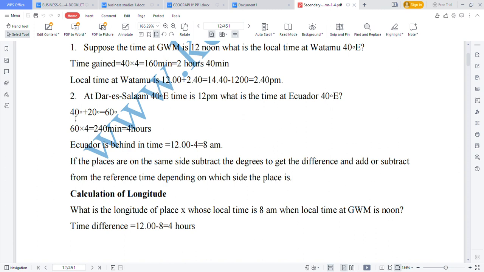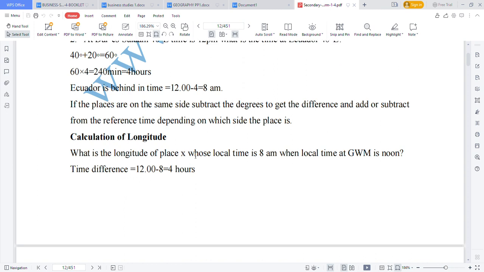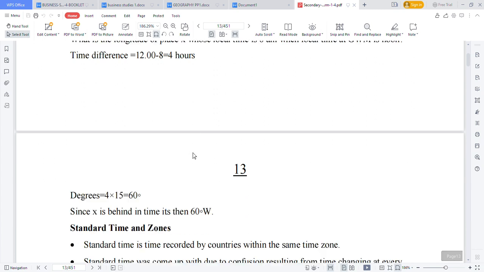So we are simply going to add this. We are going to have 60 degrees. 60 multiplied by 4, we are going to have 240 degrees. Then it is 4 hours. Equator is behind because it is to the west, so we are going to subtract that.